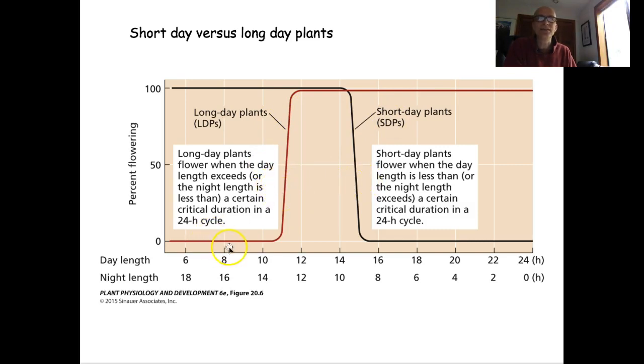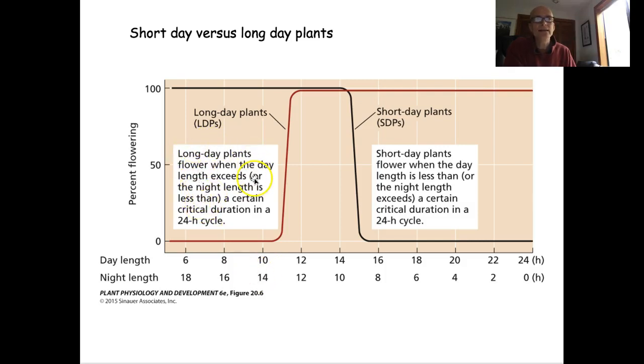And what this is here is the percent of flowers starting to flower. So here you have no flowering at all, and here you have all the flowers on the plant starting to flower. And here's the day length, so how many hours of sunshine during the day, and the night length. And you'll see that the night length is just as important as the day length, and sometimes not the same thing. It's not just the reciprocal of the day length. You'll see that in a moment.